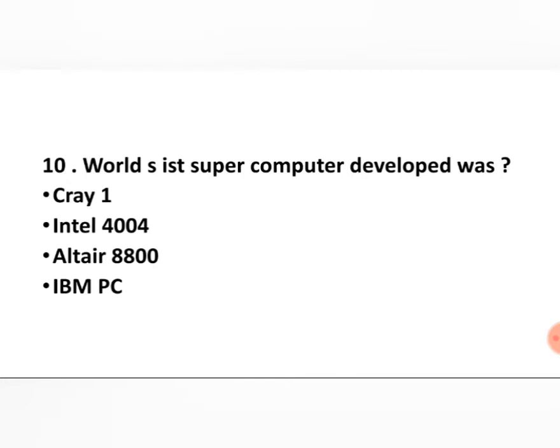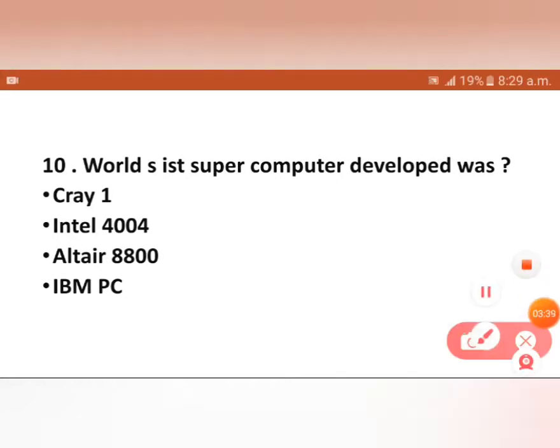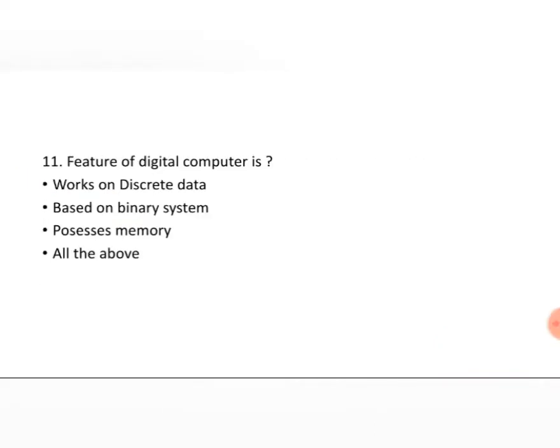The next question is, world's first supercomputer developed was Cray 1, Intel 4004, Altair 8800 and IBM PC. The correct option is option number 1, Cray 1. India's first supercomputer was PARAM, and world's was Cray 1. One more question is, features of the digital computer: works on discrete data, based on binary system, possess memory, all the above. The correct option is D, all the above. Digital computer works on discrete data, binary system and possesses memory.